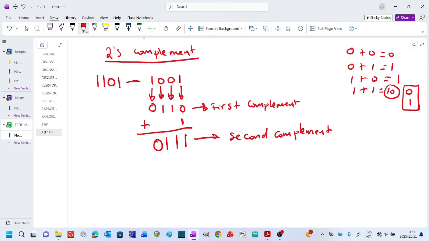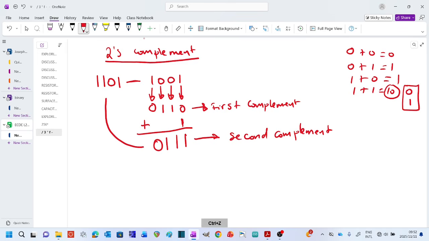So I'm going to repeat here. To obtain the first complement, you write the opposites of each digit of the number after the minus. To write the second complement, you just add a 1 to the first complement's number, and the answer that you obtain is your second complement. Now that we have obtained the second complement, what do we do? We take the second complement, we add it to this number here.